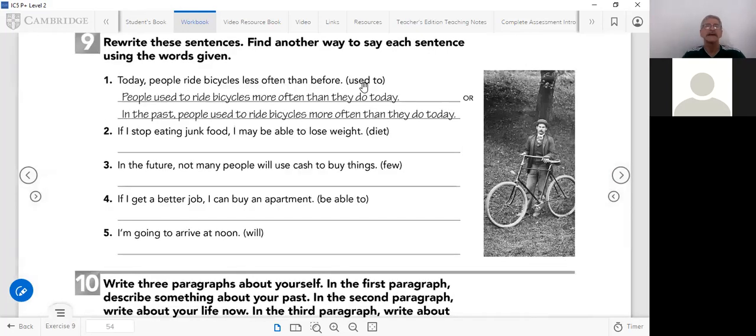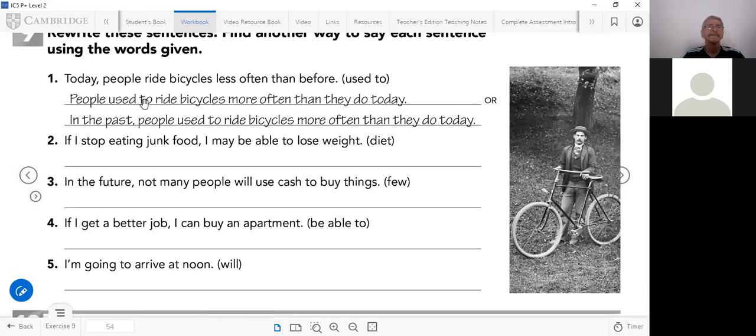Used to. Can you please tell me a sentence with used to? Yes. People used to ride bicycles more often than they do today. You see? Because most people have their own cars, or most people ride on the bus, get on the bus, or ride on a train, get on a train.